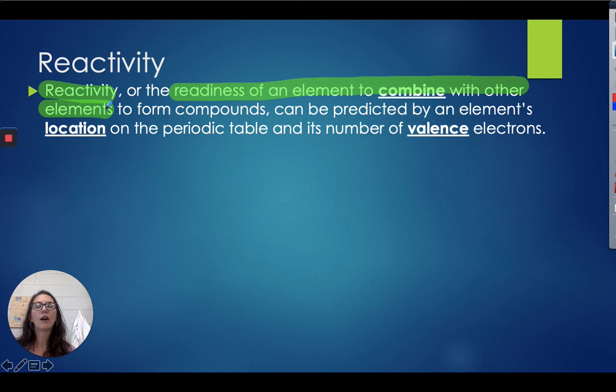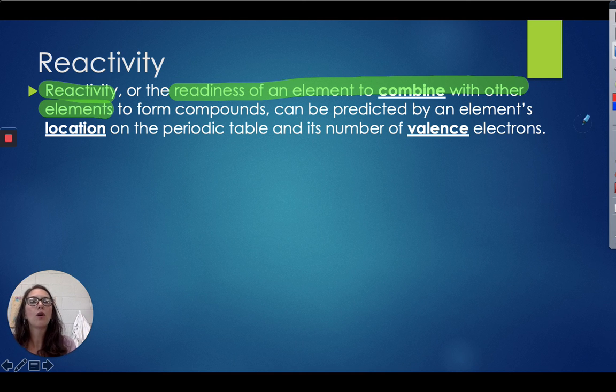You can predict how reactive certain elements are based on their location on the periodic table and their number of valence electrons. So think back to when we color-coded and labeled our periodic table. Remember we said that those over here in groups 1 and 2 were going to be really highly reactive, and over here in group 18, they're not reactive at all. And that has to do with the number of valence electrons. Groups 1 and 2 only have 1 or 2 valence electrons, whereas group 18 has 8 valence electrons. And you're going to see why that's so important in just a second.